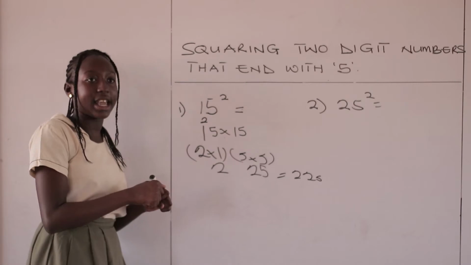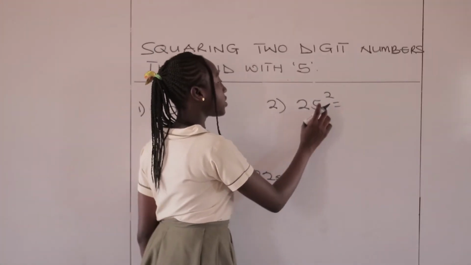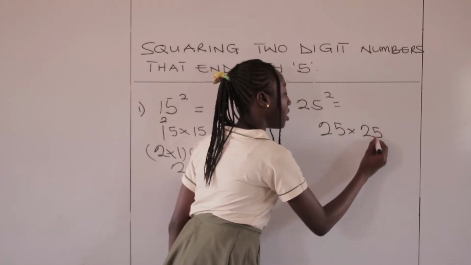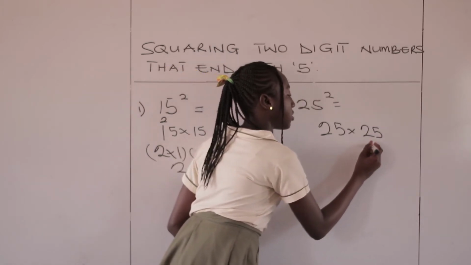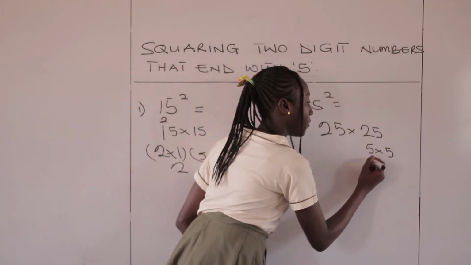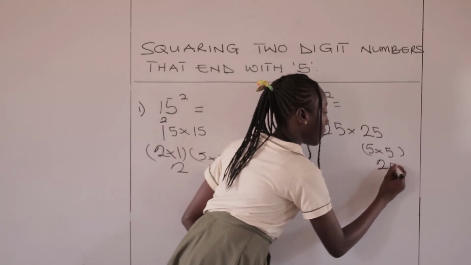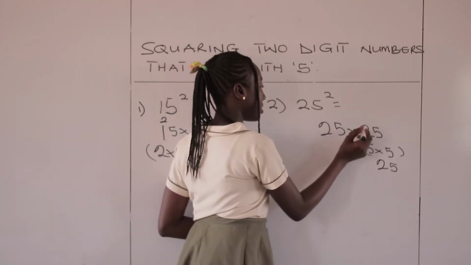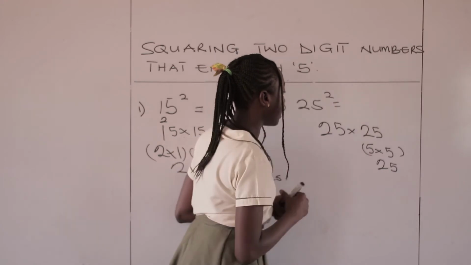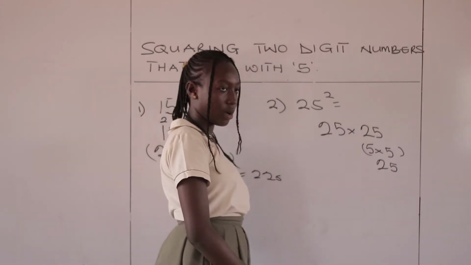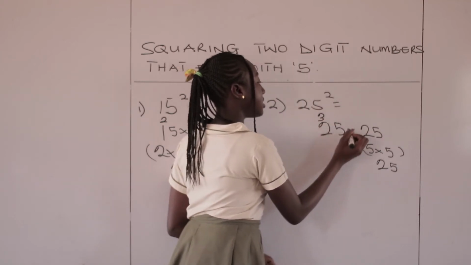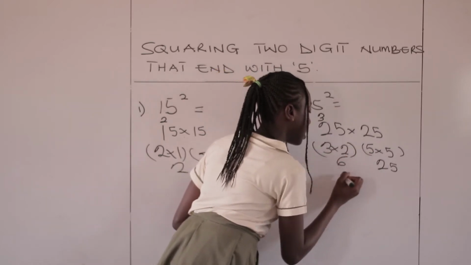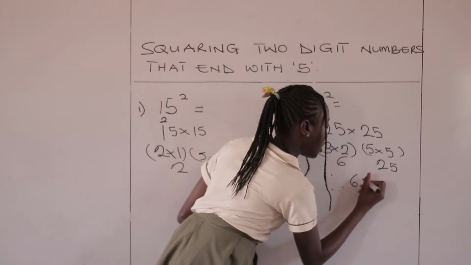Now let's solve the second example together. 25 squared simply means 25 times 25. You multiply the last units, which is 5 times 5, which will give you 25. Then the first number, the tens digit, is 2. The second number, the tens digit, is also 2. Then you look at the next counting number, which is 3. 3 times 2 will give you 6. Therefore, our answer is 625.